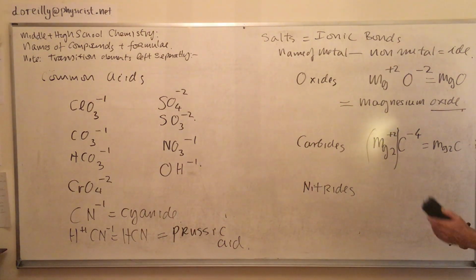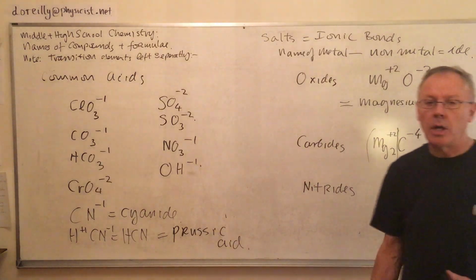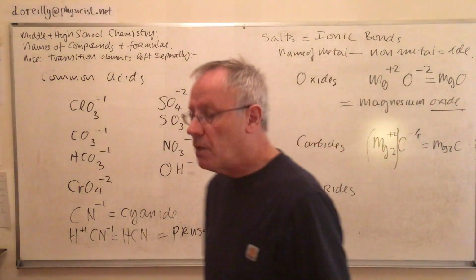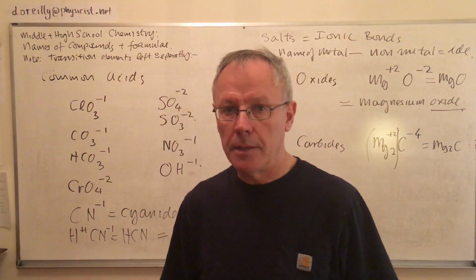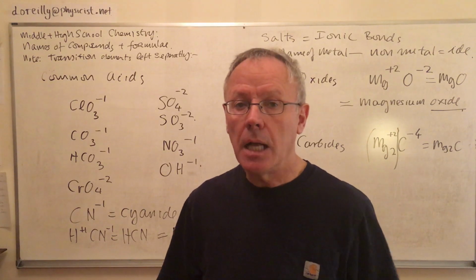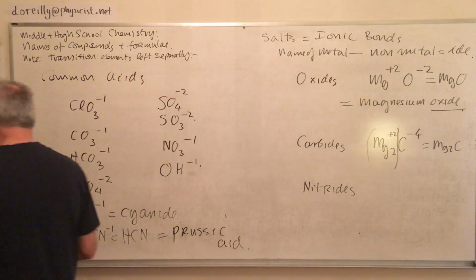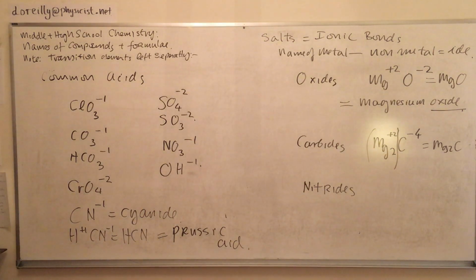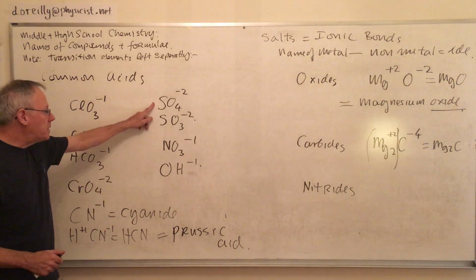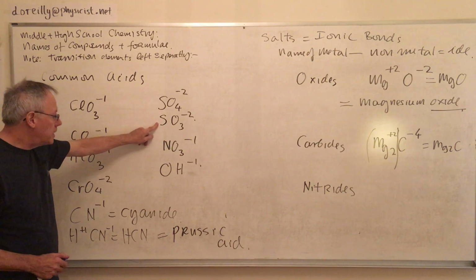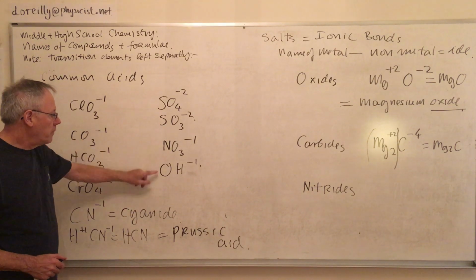Oxygen becomes oxide. Nitrogen becomes nitride. Sulfur becomes sulfide. Magnesium sulfide. Calcium sulfide. Okay? And that's the way we name compounds. This one will make sulfates, and this one will make sulfites, nitrates.